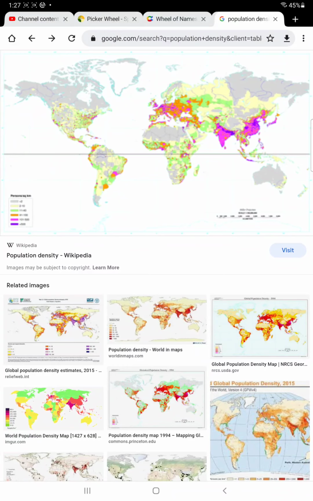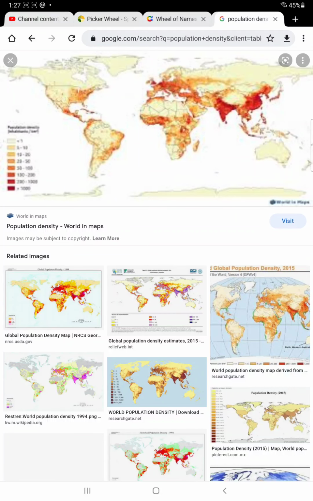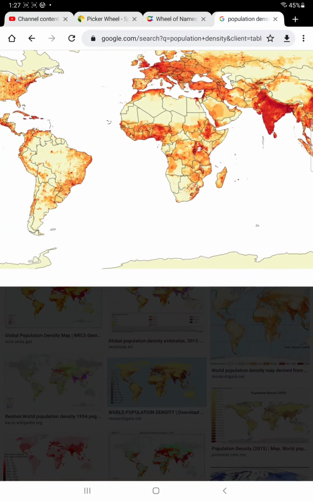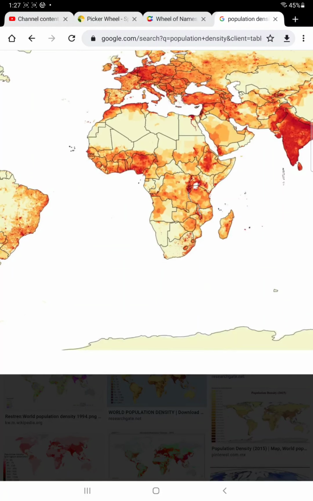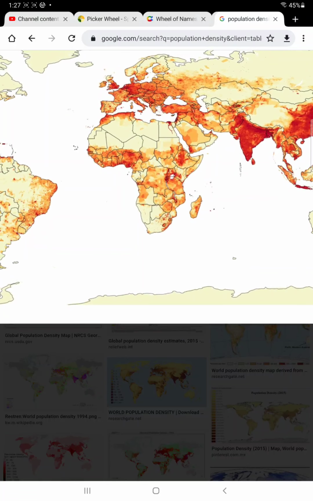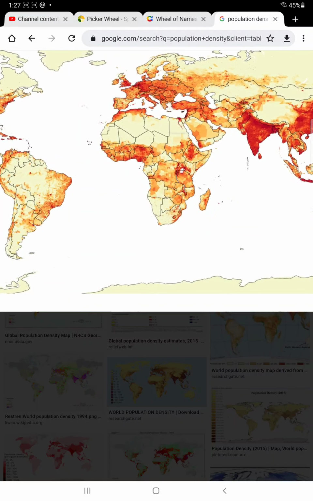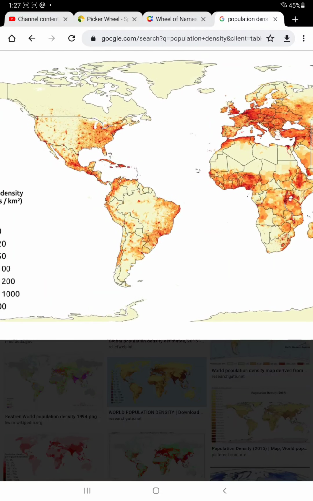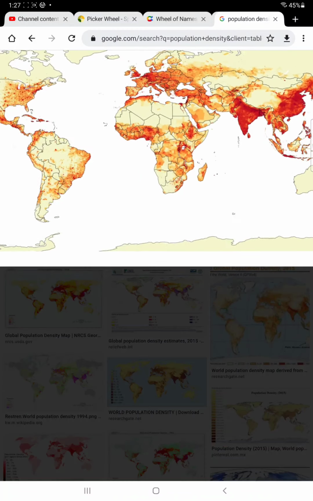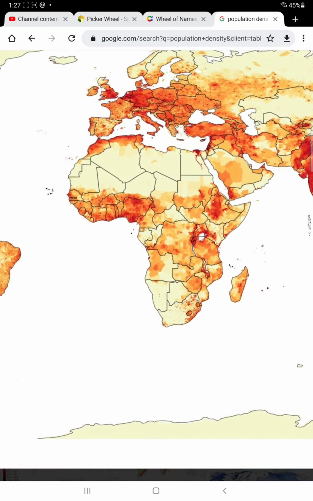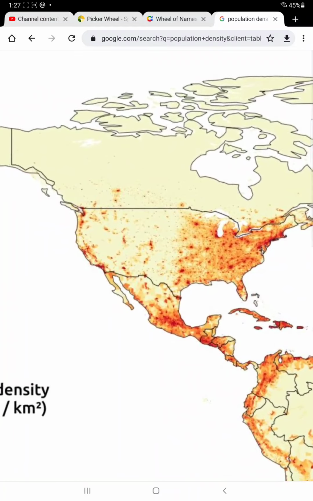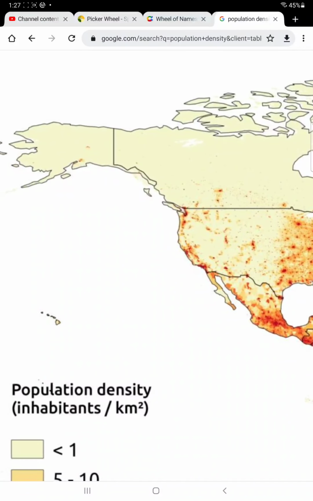Where are these places? I can get a better map. Here, this is a better quality map. So, where are the places that nobody lives? The places that absolutely zero people want to live in. So, we'll be going over each place, starting with northern Canada and Alaska.